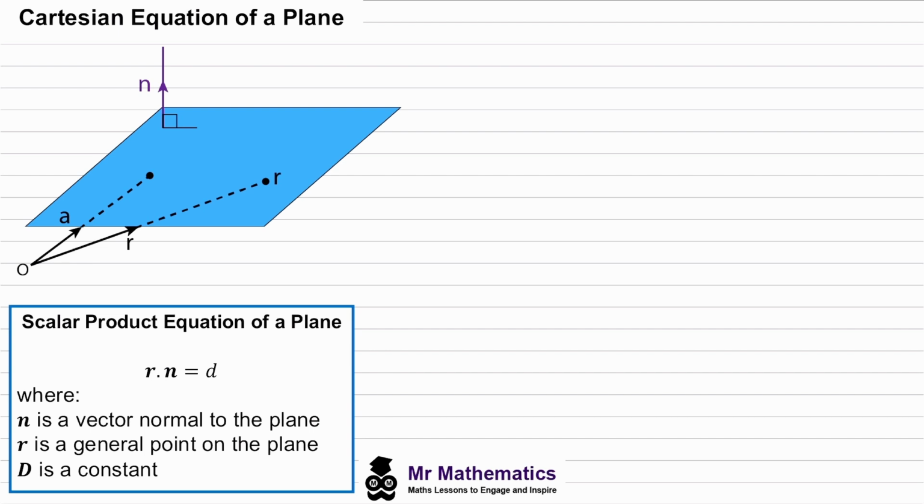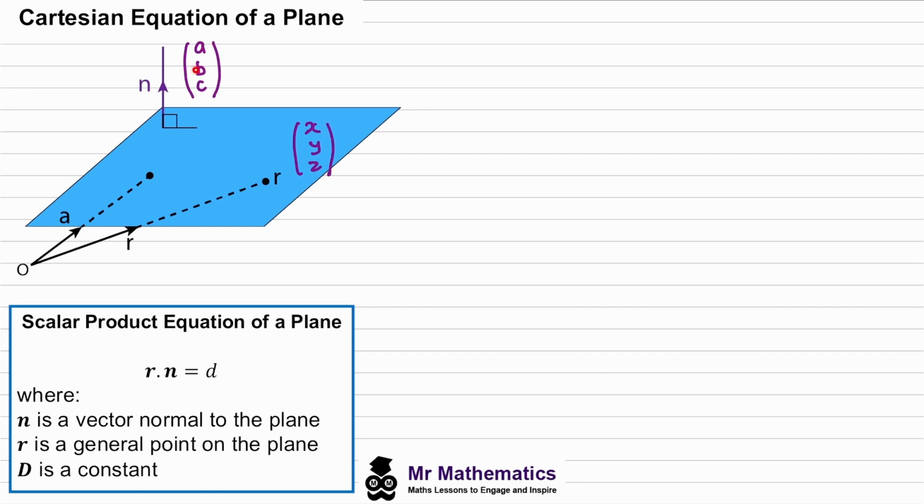Okay, so now we're going to find the Cartesian equation of this plane. We have our normal vector, we have our position vector on the plane, and we have a general vector r. This n could be a general vector with the x, y, and z components a, b, and c. And this r would be a random point on the plane with an x, y, and a z coordinate.